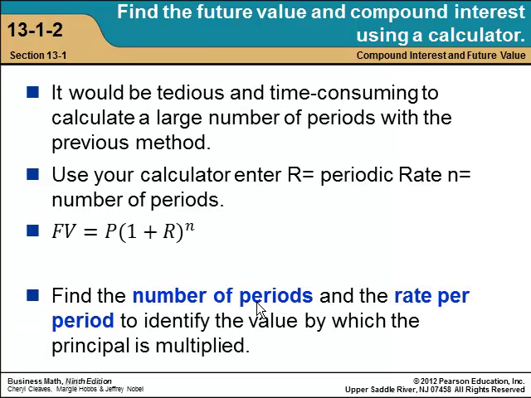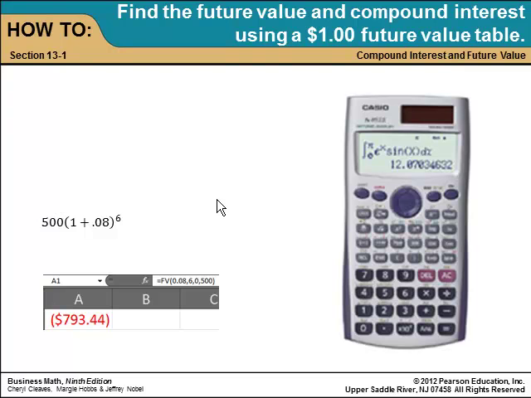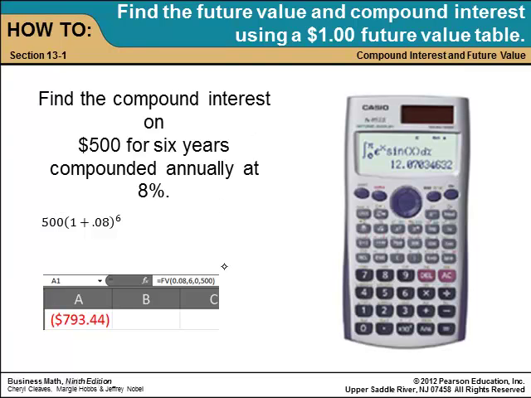Okay, it could be tedious and time-consuming, and that's why we use the formula: future value is present value times 1 plus the periodic rate, and then to the n, which is the number of periods. So, find the compound interest, $500, compounded annually, so that's why it's 0.08 for 6 years to the 6th, and we get $797.44. But we're supposed to find the compound interest, so we need to subtract the $500, and we get $293.44. So then if we were using a calculator, we would subtract the $500.